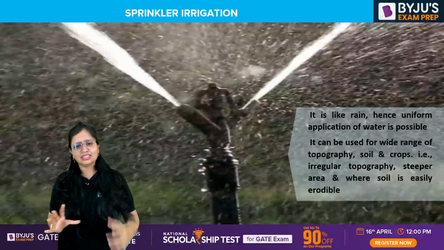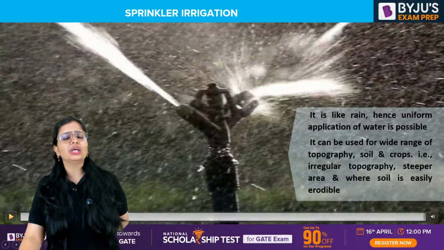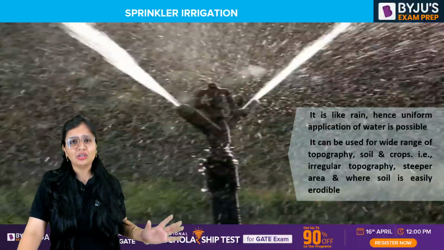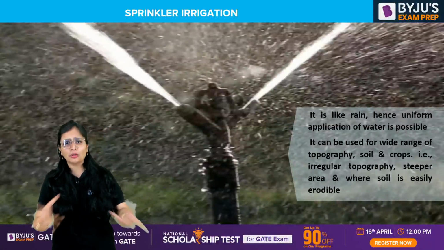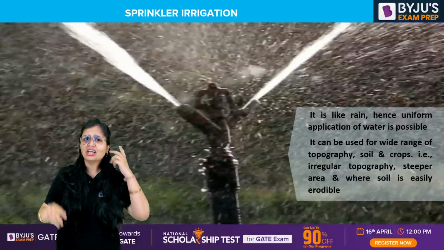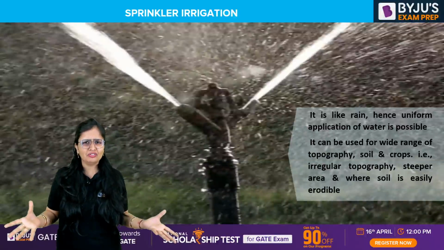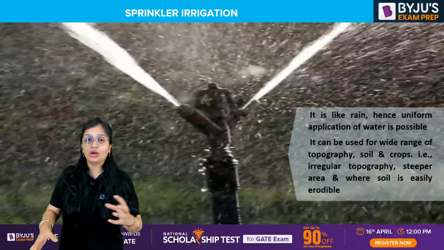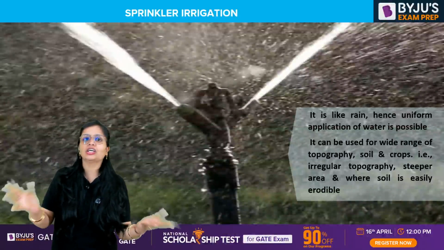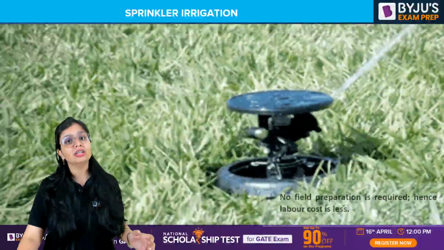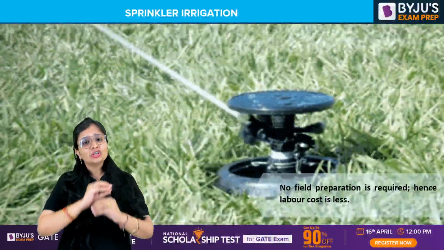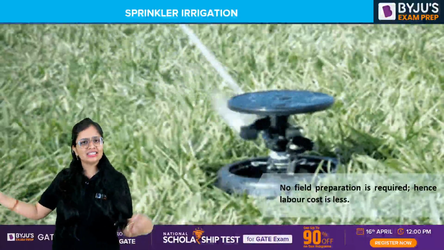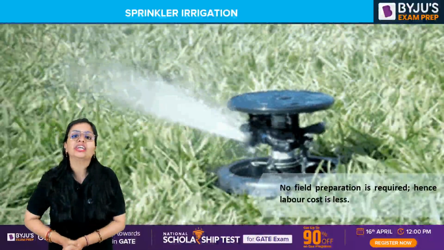Now the next question comes: where can we use this? We should know where we use it. So you can use it everywhere. That means you can use it for any topography. If the soil is erodible, that means with the help of rainfall, or by any means, if the soil gets scoured, eroded, there you can use it. Where the soil is highly permeable, there you can use it. If the soil is impermeable, there also you can use it. You don't need to do any field preparation, nothing is to be done. You can simply assemble the network of pipes and all, and your sprinkler irrigation is ready.